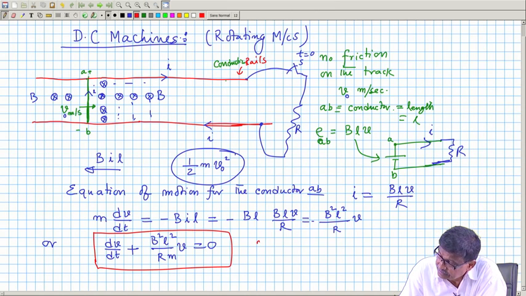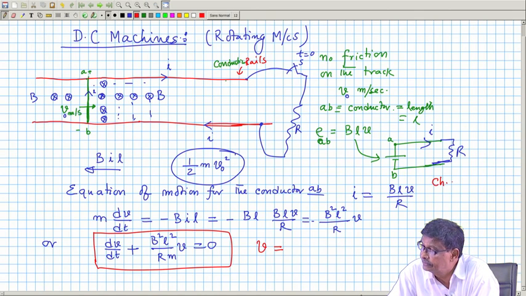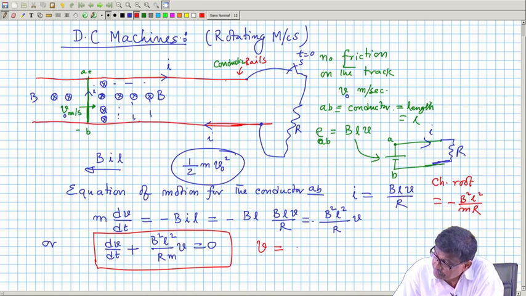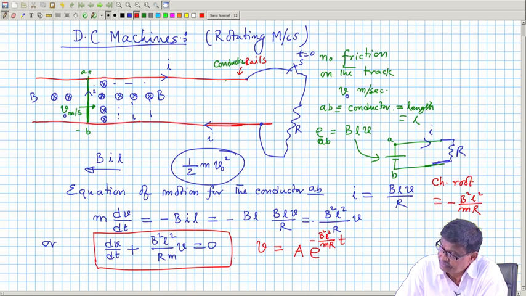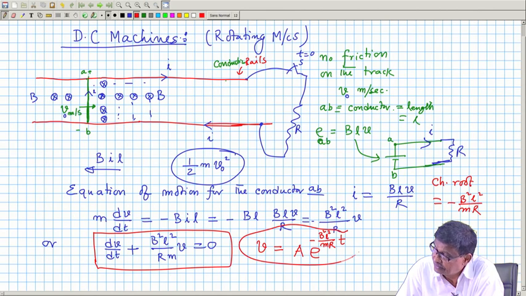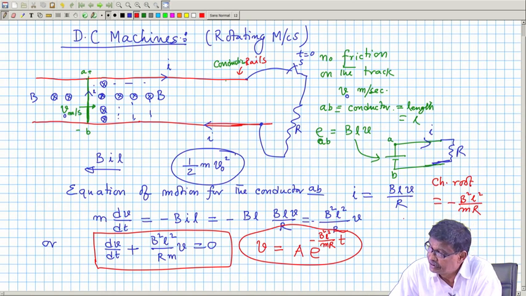The solution of this equation is well known. The characteristic root of this equation is minus B square L square by m R. So it will be some constant A into e to the power minus B square L square by m R into t, and there is no forcing function on the right hand side. So that is the solution, and I have to determine this A from the boundary condition.